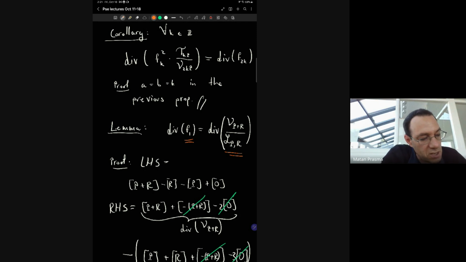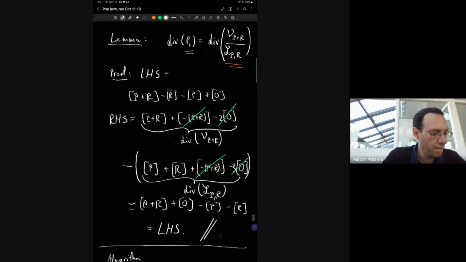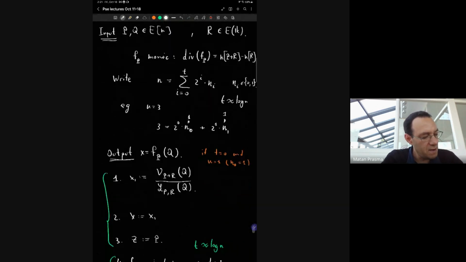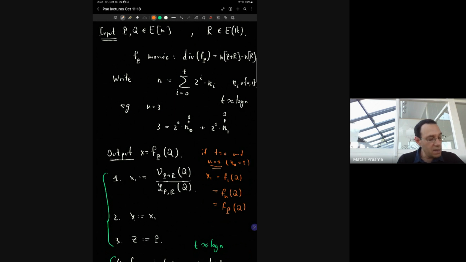So these two rational functions are equal, and in particular, if I evaluate both of them at Q, I get the same thing. So v_{P+R} divided by l_{P+R} evaluated at Q is f_1 of Q. Okay, so if n is equal to 1, I get that x_1 is equal to f_1 of Q, which by definition, n is equal to 1, so this is f_n of Q. And f_n, we saw that this is f_P of Q. And x is equal to x_1, and z is equal to P. So upon termination, if n is equal to 1, I get what I want.